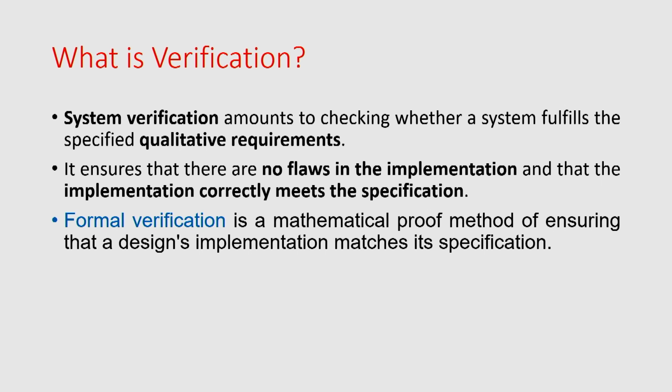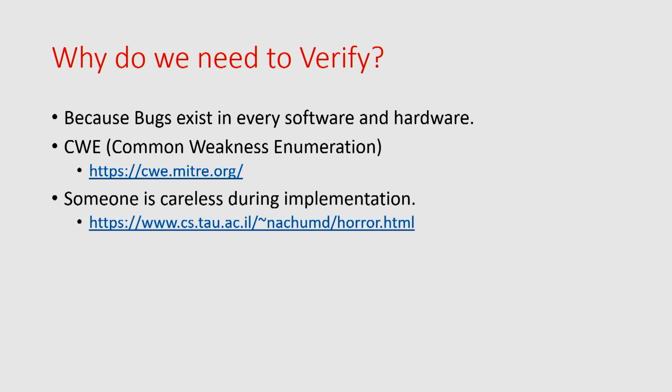Now, what is formal verification? It is the mathematical proof method of ensuring a design's implementation matches the specification. Verification is checking whether your implementation is correct or not, but you can have different ways of checking that, right. Formal verification is a mathematical way of checking that. So, we have understood what is verification.